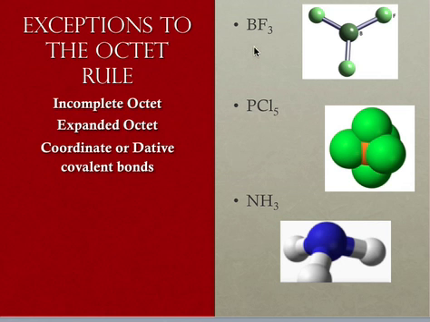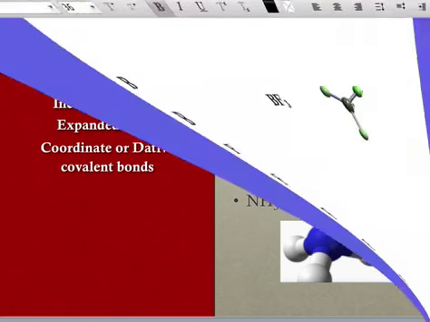So let's first look at boron trifluoride. Notice the central atom is boron, and it has 3 fluorine. This is the ball and stick structural form for you. The next one is phosphorus pentachloride. This is the space filling model, and there's phosphorus down deep inside there, and then 5 chlorine attached to it, and then ammonia. So we'll look at those a little bit closer.